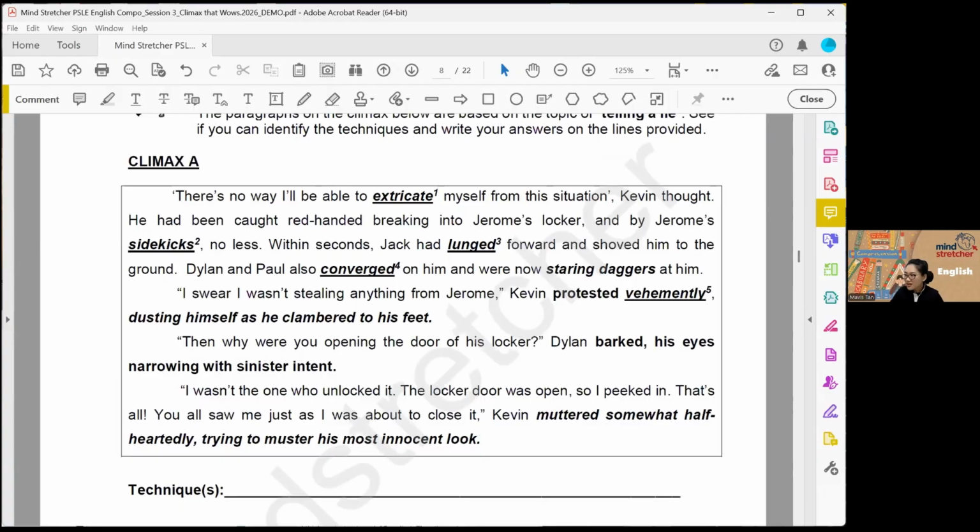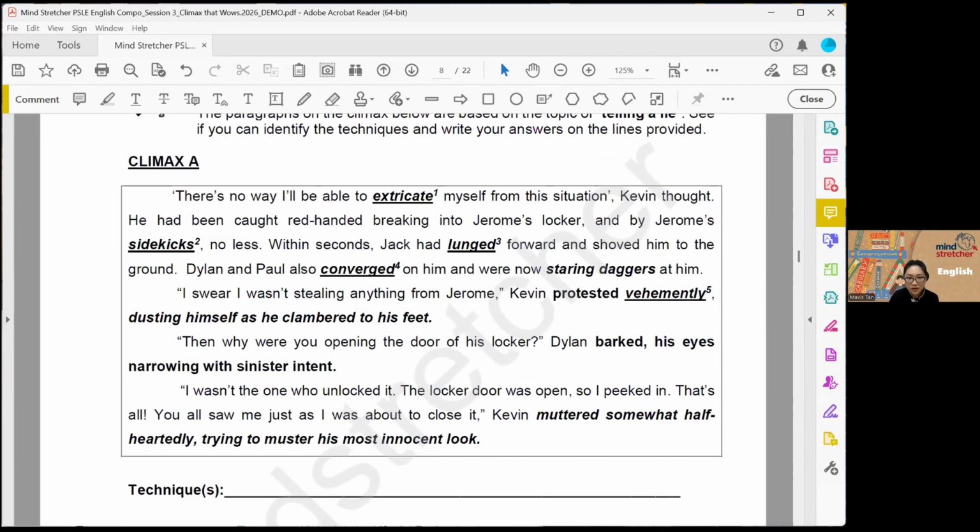Okay, so it's 8:13 now. I will go through these three climaxes at 8:20. So you can go for your short break or take a look at these three climaxes. Sure, take a look at them then.